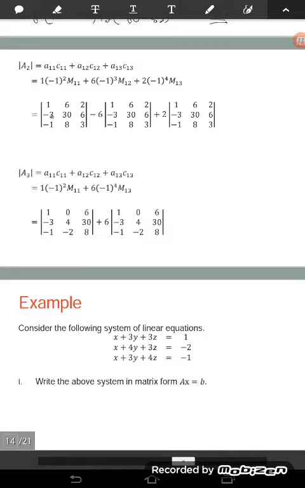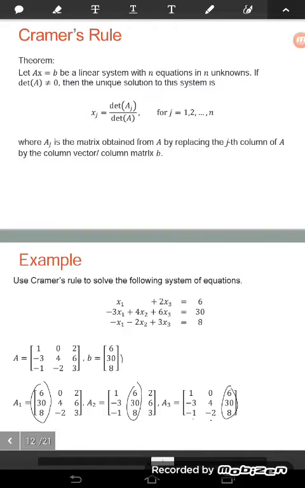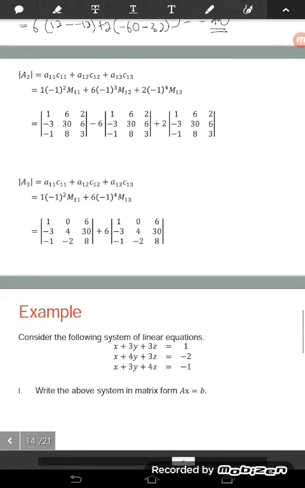Okay, so for A2, since there is no 0 element here, I just choose column number 1. I choose column number 1 because it is positive and the number is small. If you don't want to choose this one, choosing another is fine, no problem. Okay, so now the determinant of A2 is the element in row 1 column 1 times its cofactor, the element in row 1 column 2 times its cofactor, plus the element in row 1 column 3 times its cofactor.